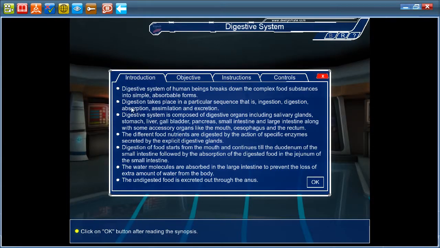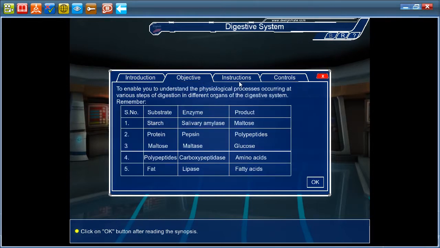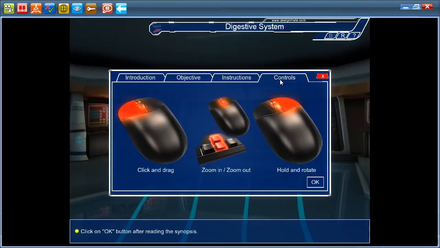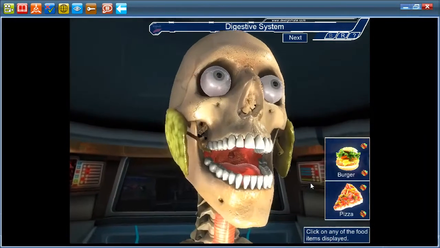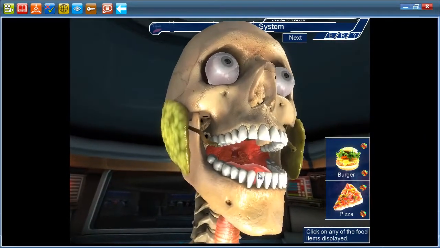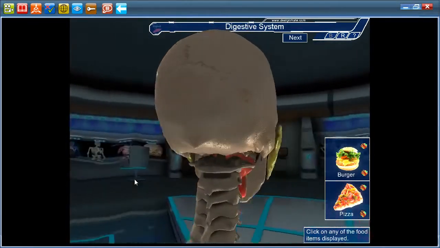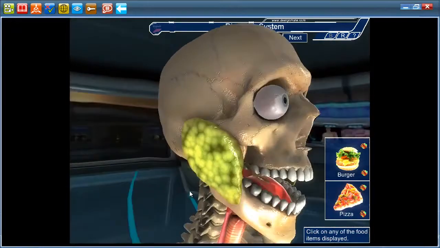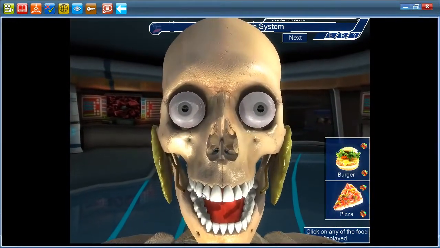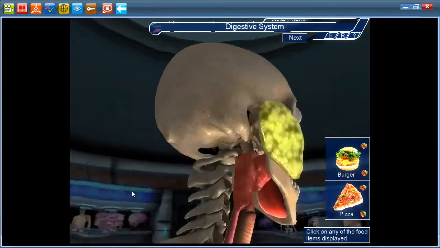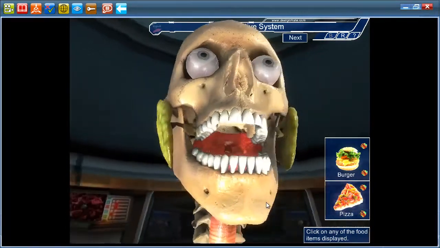Okay, so now each simulation comes with an introduction, objective, instructions to play with it, and the controls. Once I'm through with all of them, then I start playing with the simulation. Here I have a 3D model of the human body which shows me all the organs involved in this digestive system. With the help of the mouse, as you can see, I can rotate this and show my students each and every organ involved in this.